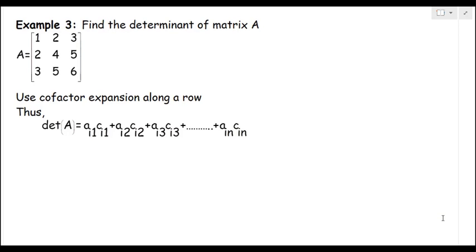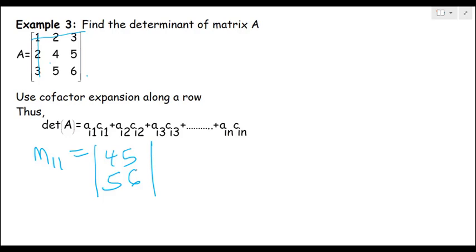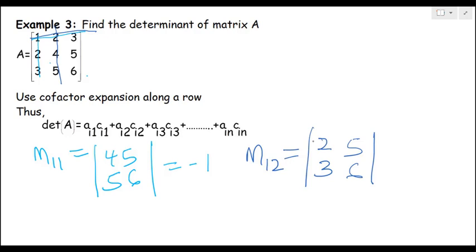The thing we are going to do is calculate the minors. M11: we broke row number 1 and column number 1, and we are left with 4, 5, 5, 6. For this matrix we determine its determinant, which gives us 24 minus 25, that is minus 1. For M12, we broke row number 1 and column number 2, and we are left with 2, 3, 5, 6. We get the determinant, and you get 12 minus 15, which is equal to minus 3.